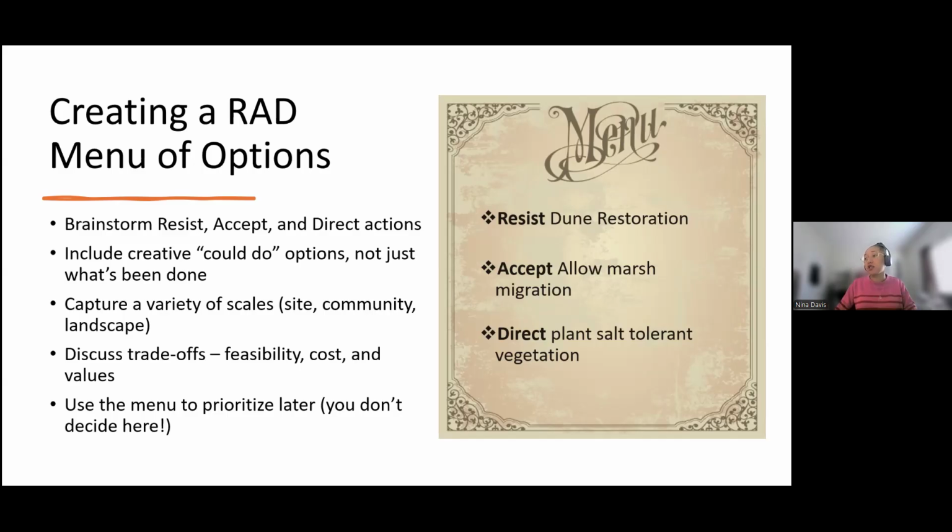Once you have your menu, you can start to think about your trade-offs, what's feasible, what's affordable, and what aligns with your community's values. The important thing is that this menu helps you explore what's possible. You don't have to decide right away. That part comes later when you're matching actions to your goals and your capacity. So again, this broad menu gives you flexibility when conditions change, and it's easier to pivot if you've already thought through your options.